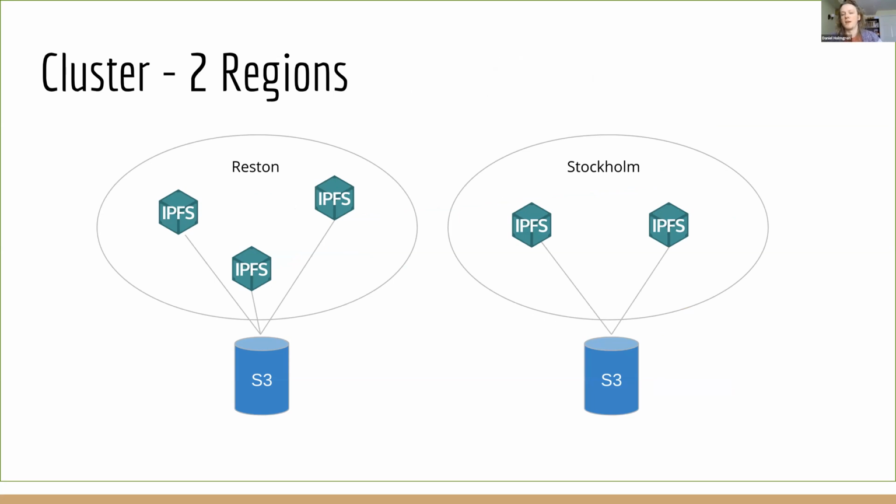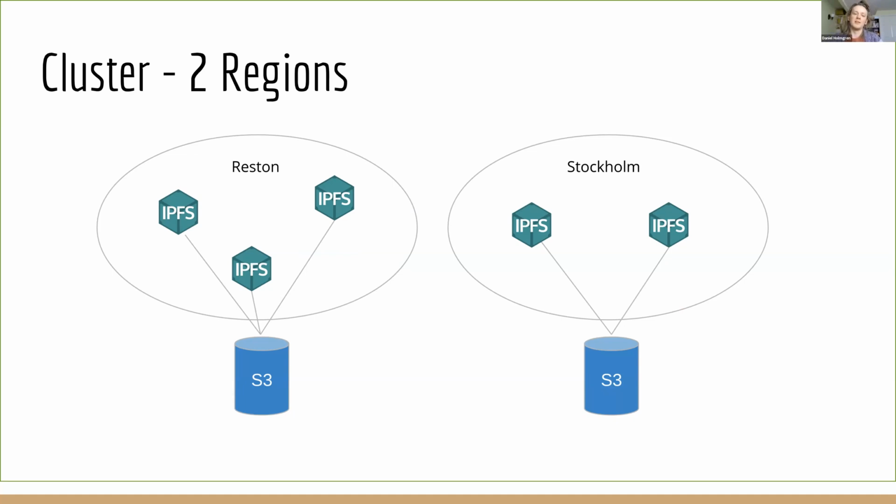Right now we're running 5 IPFS nodes. 3 of them are in Ashburn, Virginia, US East 1 for AWS people. And 2 of them are in Stockholm, Sweden, EU North 1 for AWS people. Both of those are still backed by S3.